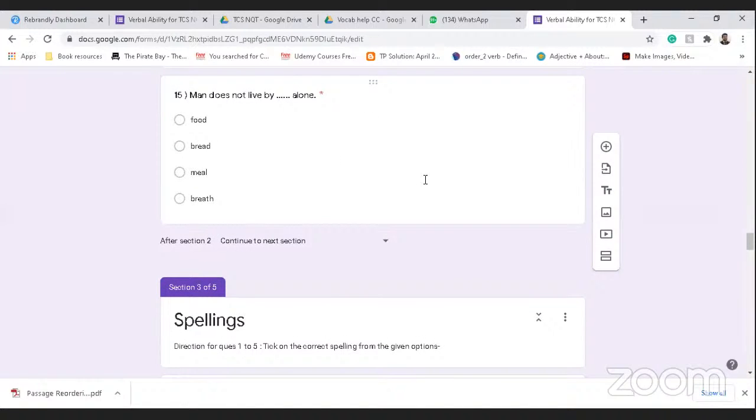15. This is an example of an idiom. Okay, man does not live by dash alone. It's a proverb. Okay, man does not live by bread alone. Although फूड भी यहाँ पे करेक्ट ही आता था, ब्रेथ भी करेक्ट आता था, मील भी करेक्ट हो सकता था, करेक्ट. लेकिन ये है ना एक proverb. Actually this is a line taken from Bible. Okay, man does not live by bread alone. तो जैसे मैंने बोला था, proverbs, idioms and phrases जैसा है वैसा ही यूज करना है. Man does not live by bread alone.